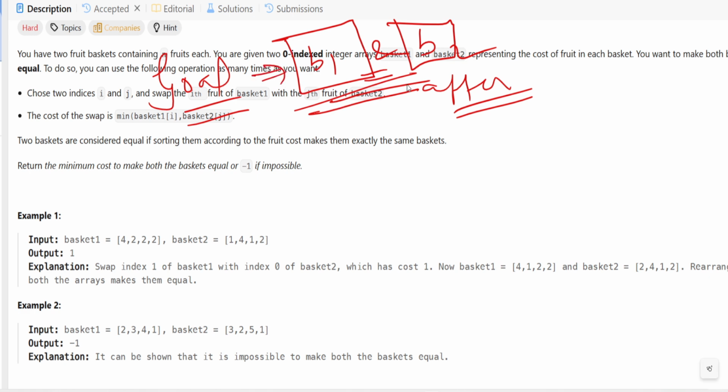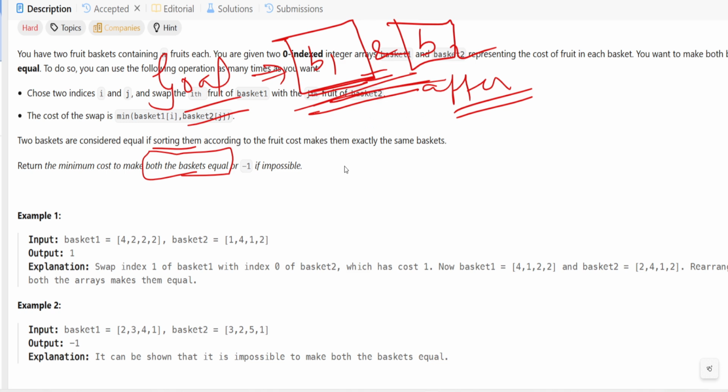What we want? We want both baskets B1 and B2 to be identical, right? The baskets should be equal. If both baskets are equal or identical, after you do the sorting, this is our goal. You should understand what the question is saying: we want to make both baskets identical. So it is equivalent to splitting the total count of each fruit evenly.